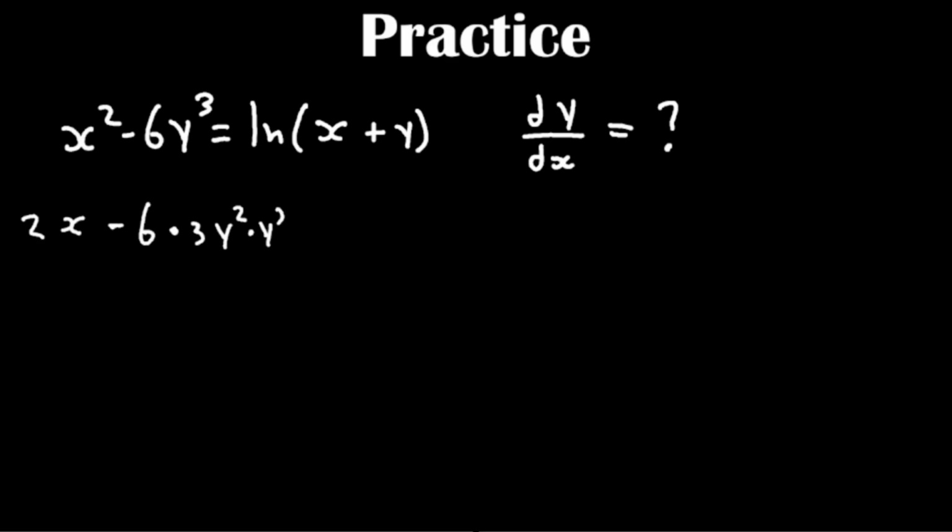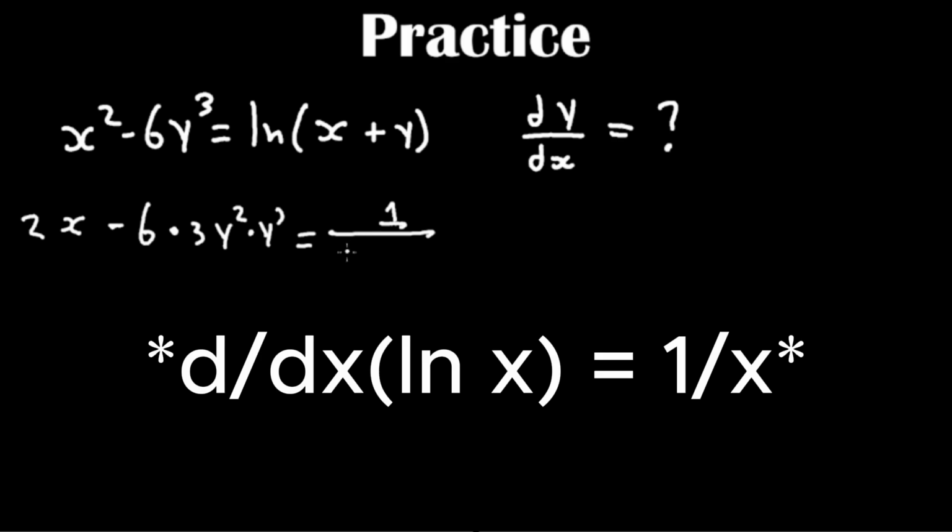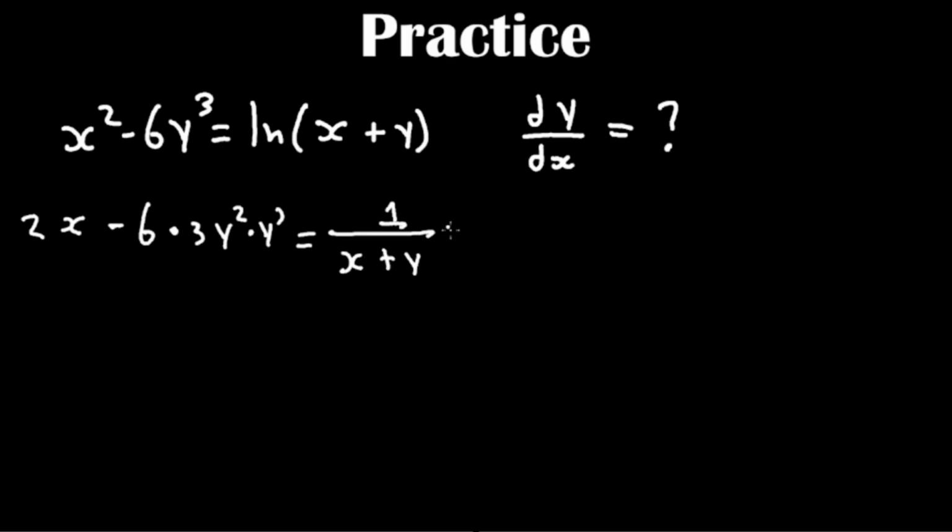And for the natural log of x plus y, our outside is the natural log. Using the chain rule, the derivative of the outside is the reciprocal, and then we plug in the inside, so 1 over x plus y, times the derivative of x plus y. The derivative of x with respect to x is just 1, and the derivative of y with respect to x is just dy/dx. Or actually, let's write that with prime.